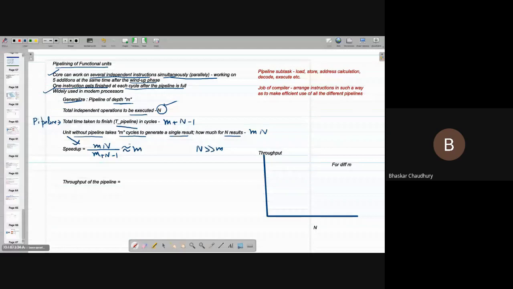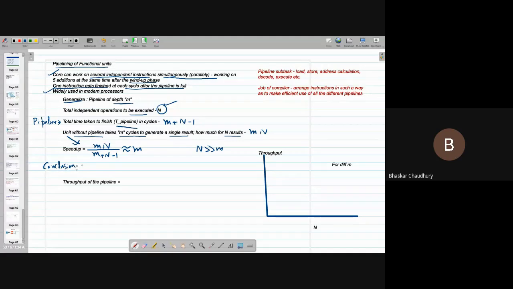So what is the conclusion? Let me write down the conclusion. The conclusion is that the depth of the pipeline decides the speed up. So that is the first important conclusion.